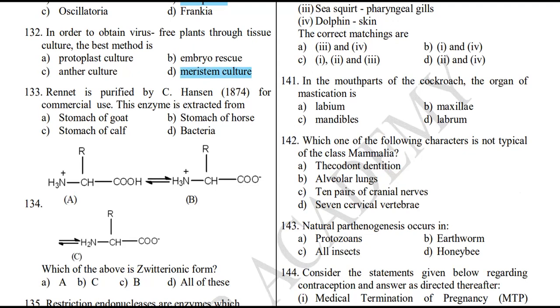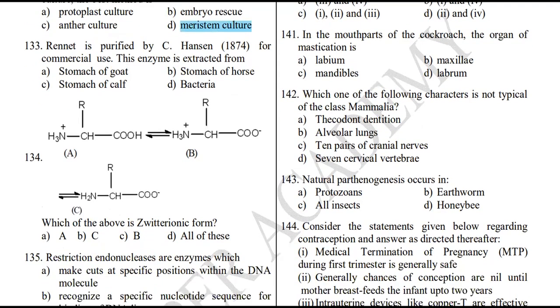Rennet is purified by C. Hansen for commercial use. First, we have to understand what rennet is. Rennet is the one which, when you add it to milk, helps in coagulation, right? Yes, they form a kind of clumps over there. This enzyme is actually isolated from the stomach of a calf. Okay, yes. So the answer is going to be option C.